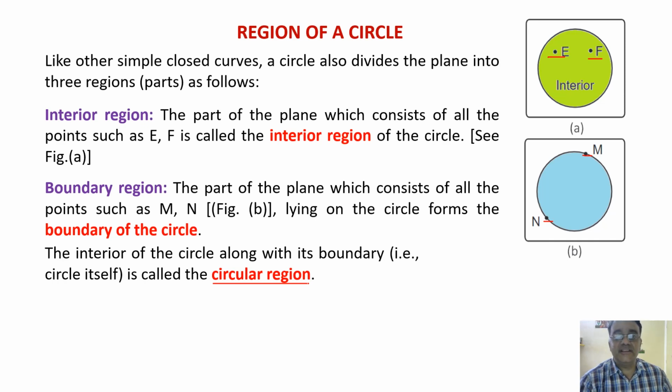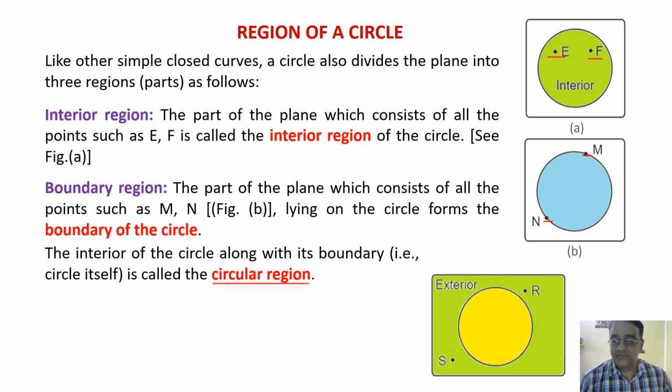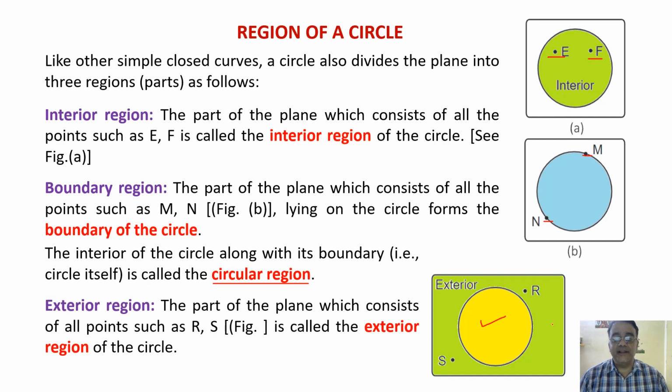Now the last one is exterior region. See this green color. The yellow part is interior in this figure and the green part is exterior. The parts of the plane which consist of all the points such as R and S is called the exterior region of the circle. So these are the descriptions of circle which are in your syllabus.